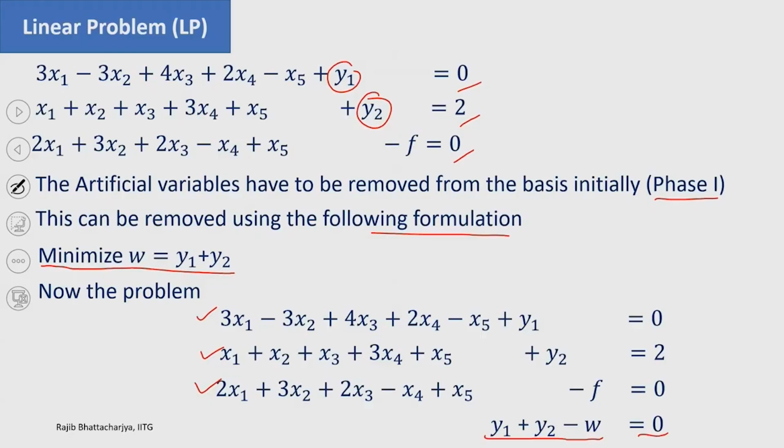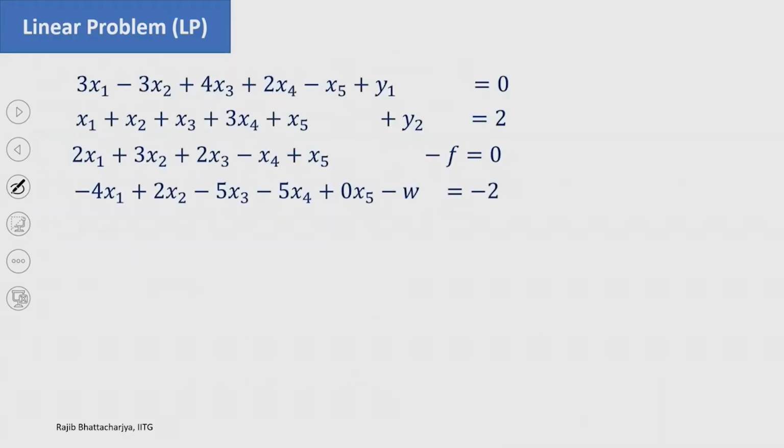So, what I am doing here is I would like to minimize this particular objective function initially, that is w equal to y1 plus y2, to remove y1 and y2 from the basis. The last equation is the objective function w equal to y1 plus y2. So, what we are doing is writing this y1 in terms of x1.